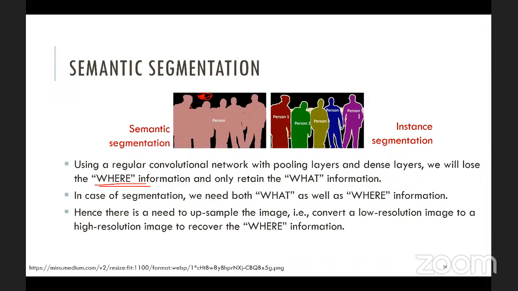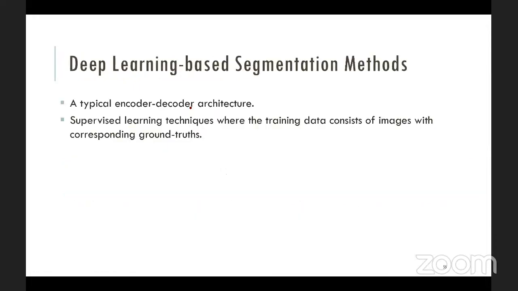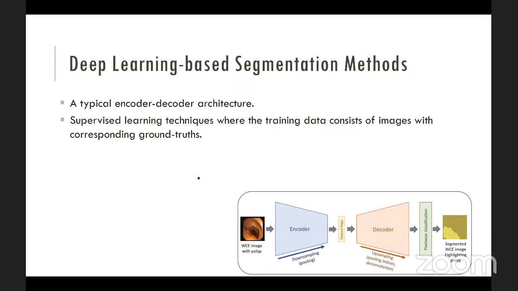And what does it mean? When we are reducing size, we are moving towards a low resolution image. From the low resolution image, we are supposed to go back to a high resolution image so that we can recover the where information, right? So when we go for deep learning based segmentation methods, it is a typical encoder decoder architecture. And this comes under the supervised learning techniques, where with the training data, we also provide the corresponding ground truth.